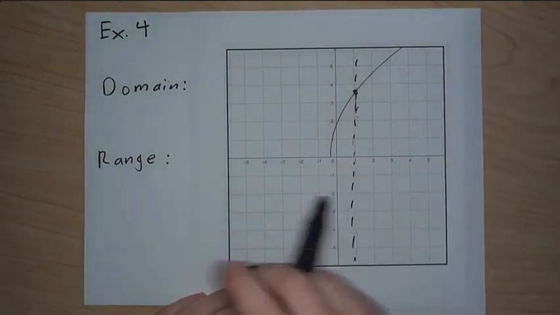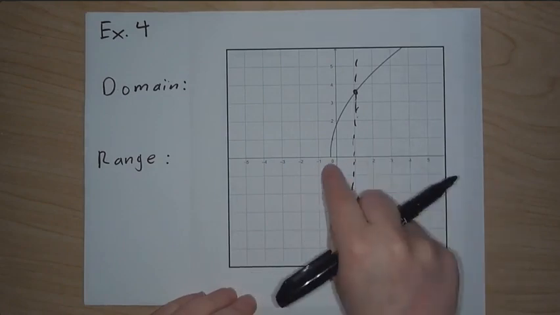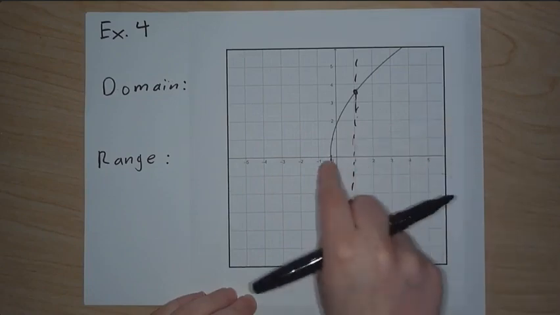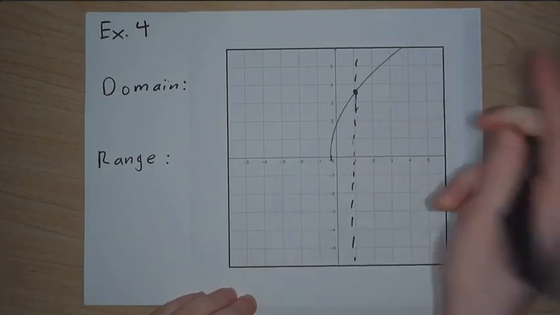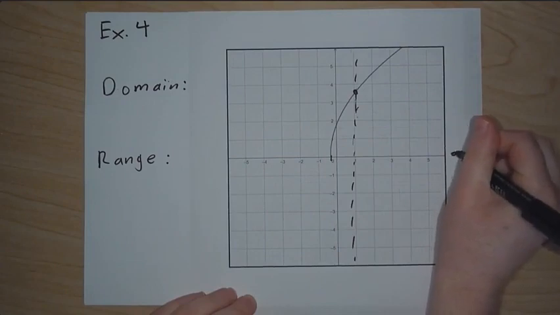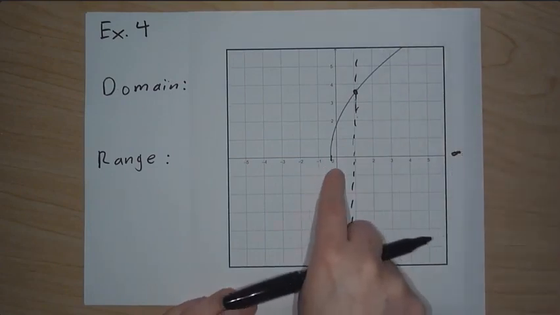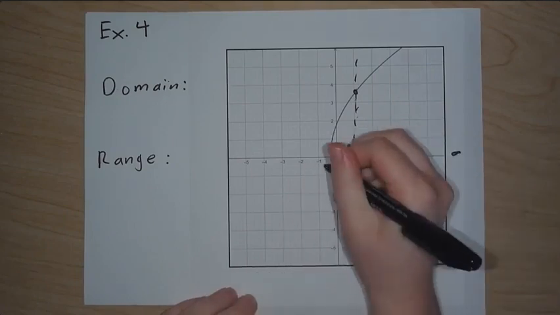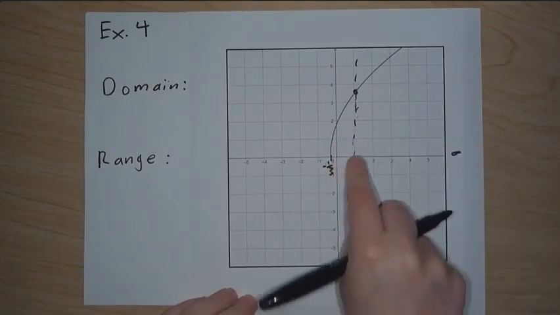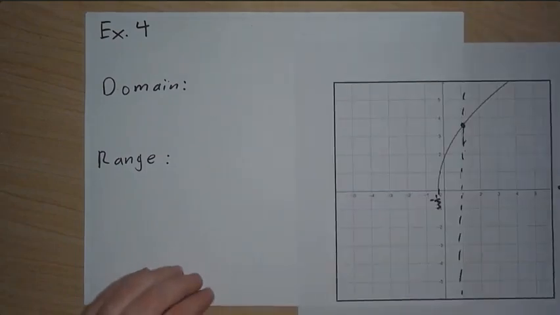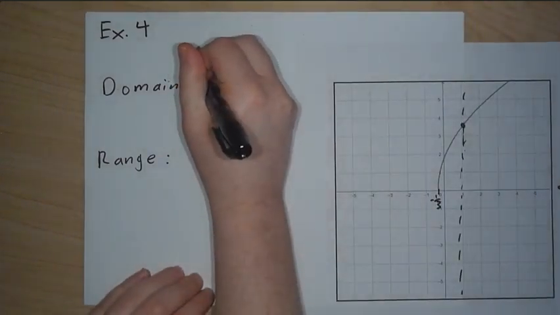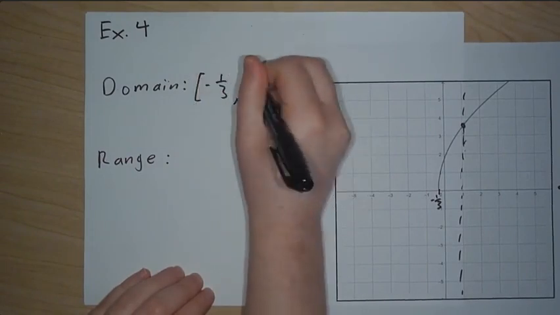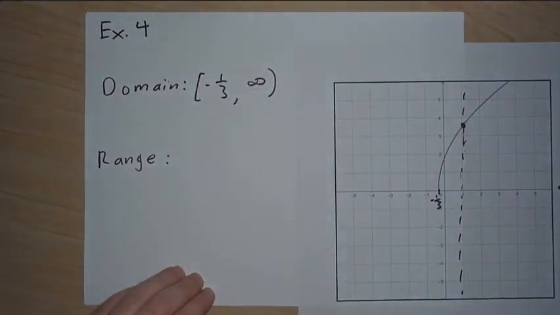are in our domain. So in our domain, we can see that the function exists from here, from this x value right here, and it just goes off the graph, so we assume that it goes to infinity, right? So our x values are going to be from this value, which is -1/3, to infinity. So our domain is including -1/3, and it goes until infinity, like that.